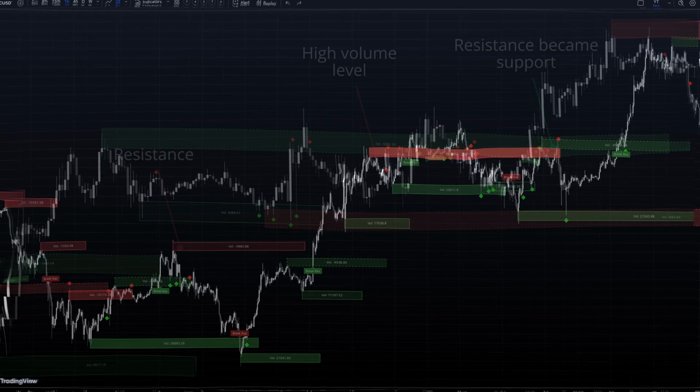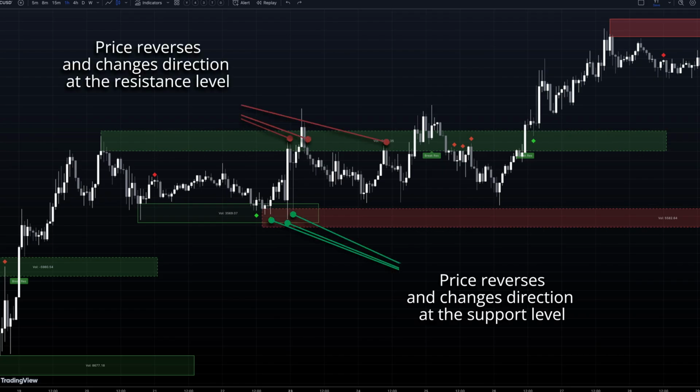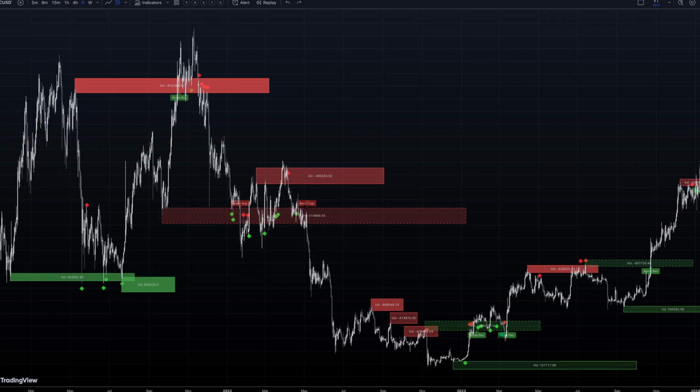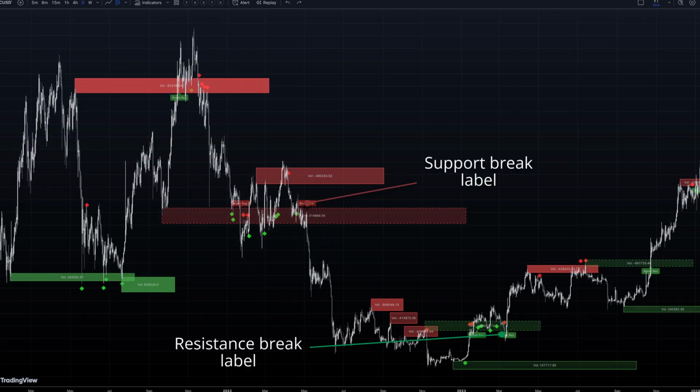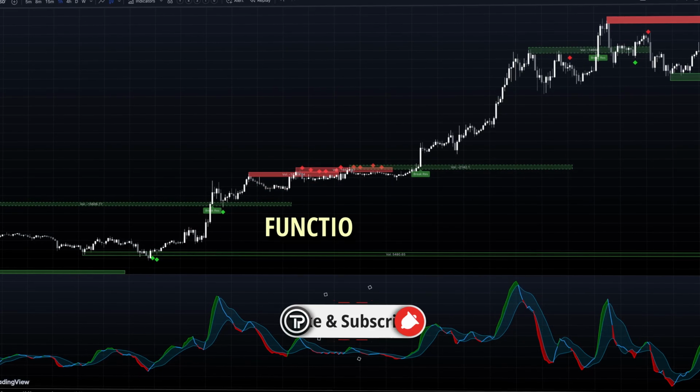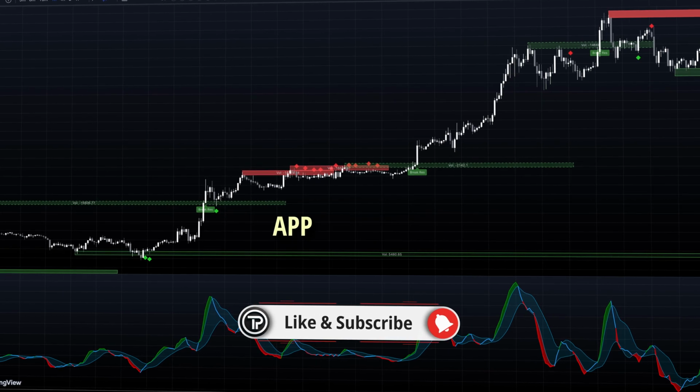These boxes adjust as new data becomes available, and the indicator tracks whether these levels hold or are breached. Breakouts are marked clearly, with additional labels indicating when resistance turns into support or vice versa. After understanding how these indicators function, let's explore their practical application.